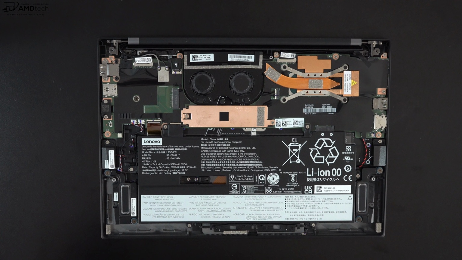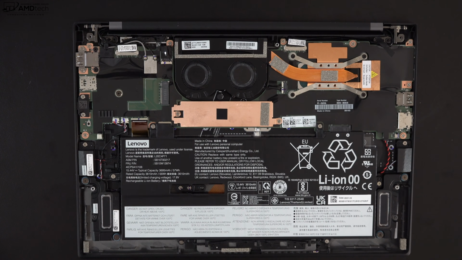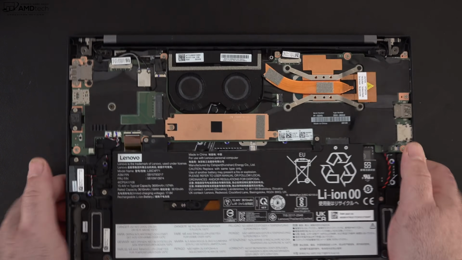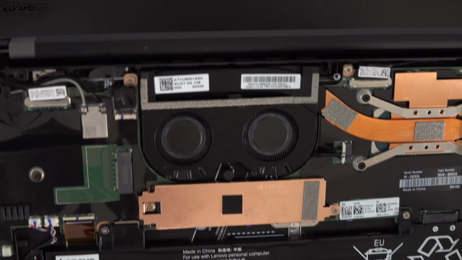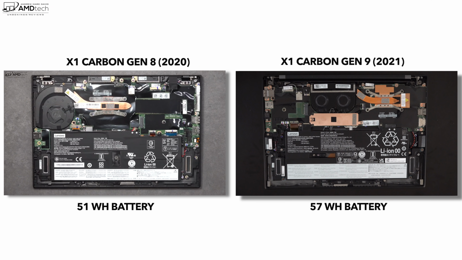Now, once inside, you'll notice there is a change from Gen 8. You'll notice the dual fans for cooling. Gen 8 only had a single fan, which was a larger fan, but now they've gone to two smaller fans to employ their thermal solution here. We'll talk about thermals in the full review. And the other change is you'll notice it now has a 57 watt-hour battery. That's up over the 51 watt-hour battery of Gen 8.